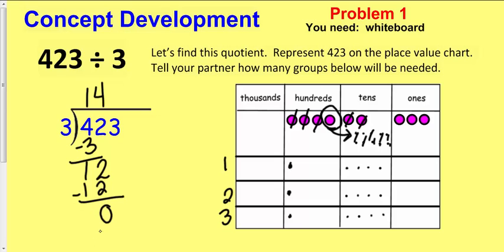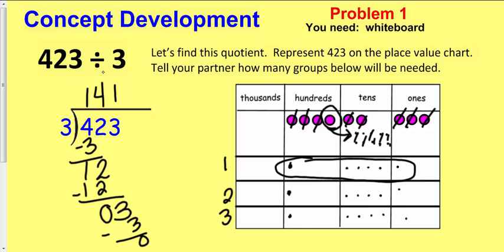Now, a lot of students, when they see the 0 here, think that they are finished. But we're not finished, because we still have these 3 ones. If we said that 423 divided by 3 is 14, but if you look over here, this is only 140. So we still have these 3 ones to divide. I'm going to bring down my 3, and that's what it looks like over here. 3 divided by 3 is 1, 1 in each group, so the quotient gets a 1, and 1 times 3 is 3, and I have no remainder. Okay, so my quotient is 141.